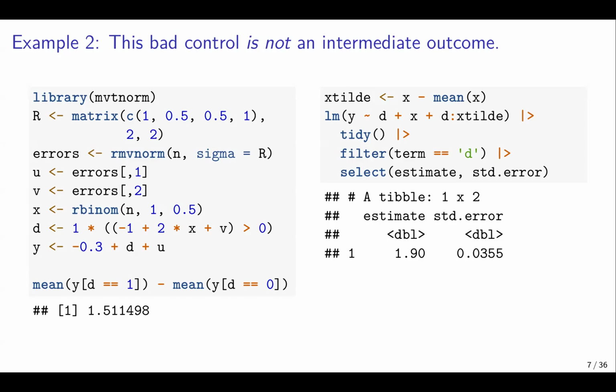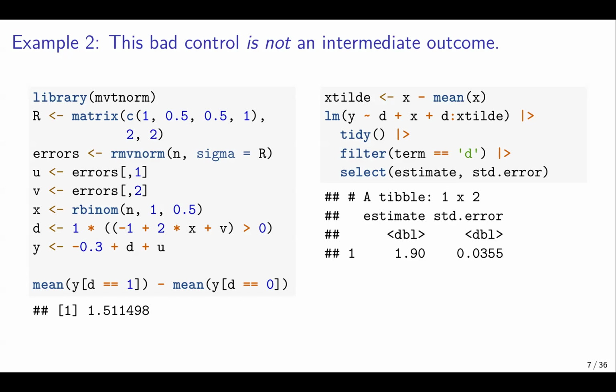All right, so you might think that's fine. We're going to try to do selection on observables here. We've got an x. Let's try to adjust for this x, because this x is not an intermediate outcome. It is something that is determined before d is determined.